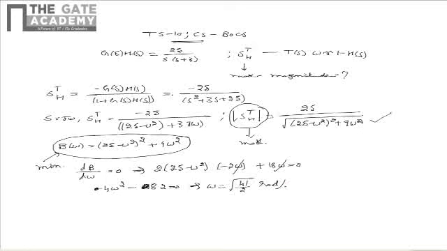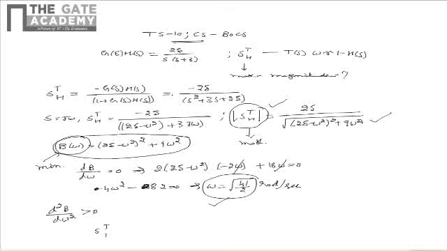radians per second. Now let us evaluate d square B by d omega square at this omega, and upon finding the same, we see that d square B by d omega square is greater than 0 at omega equal to root 41 by 2 radians per second. From this we can say that at omega equal to square root of 41 by 2 radians per second, B of omega is minimum, hence the sensitivity is maximum.